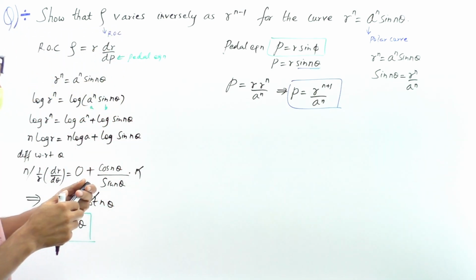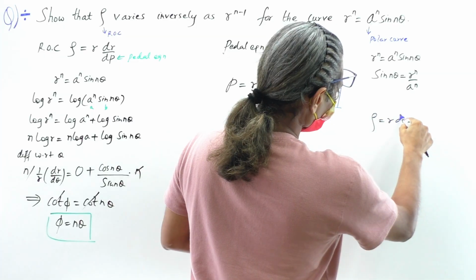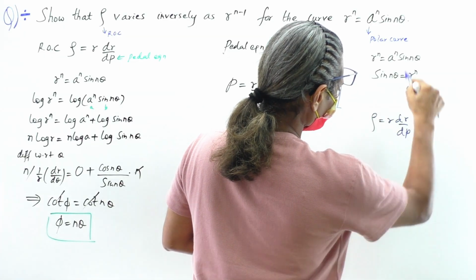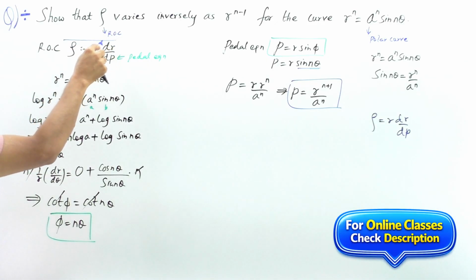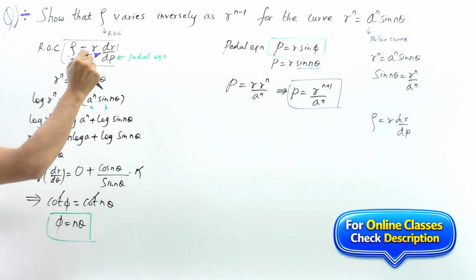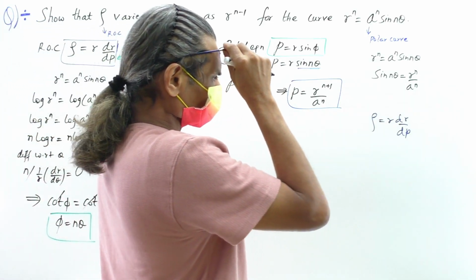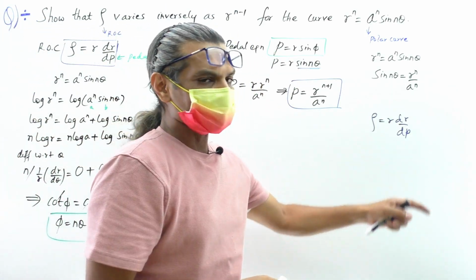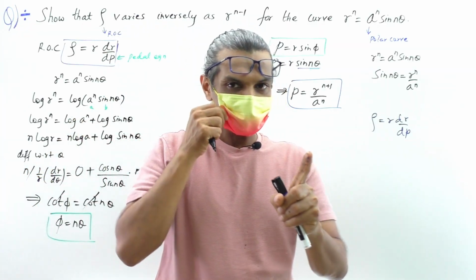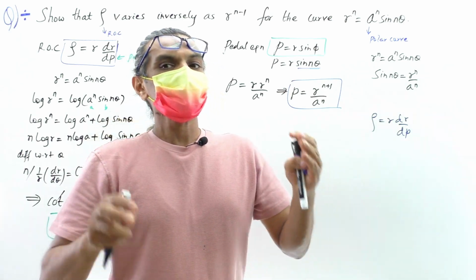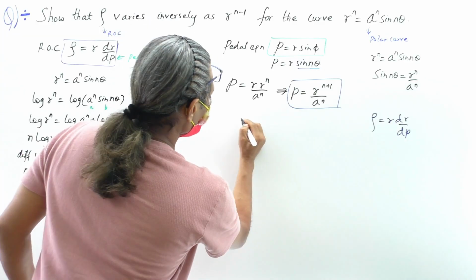Now see, as we know, rho is equal to r dr by dp, correct? As we have written here, rho is equal to r dr by dp. That is the radius of curvature for the polar curve, the simple formula. Now we need to find dr by dp. So very simple, we have p here. We will first find dp by dr and then inverse it. Easy, right?